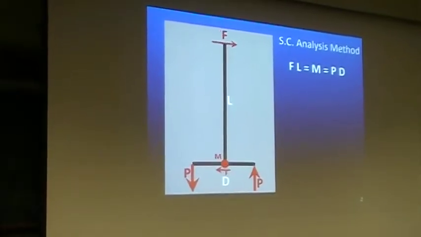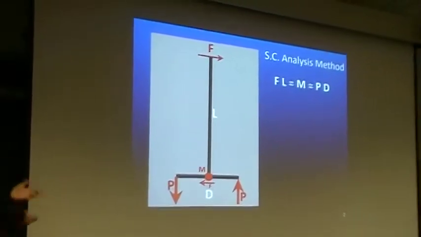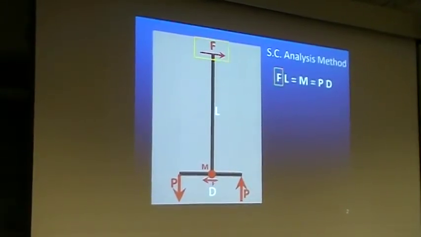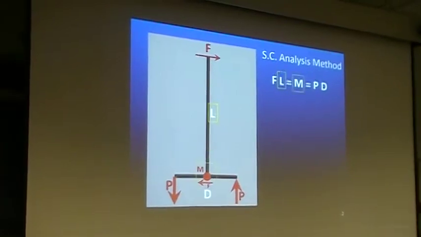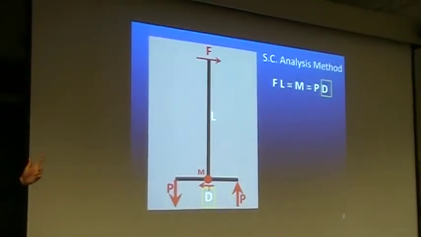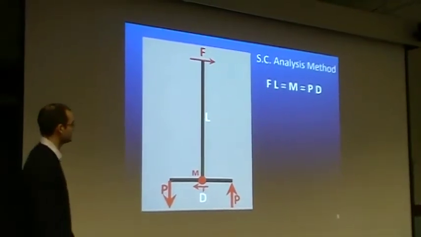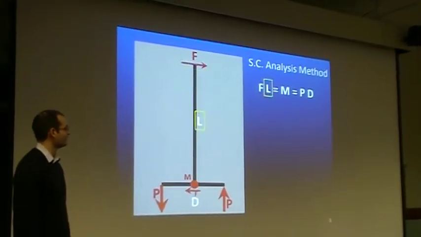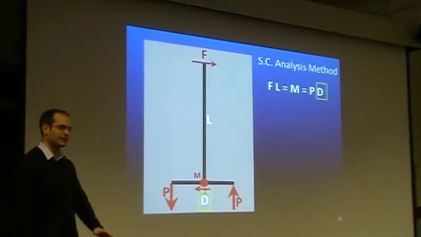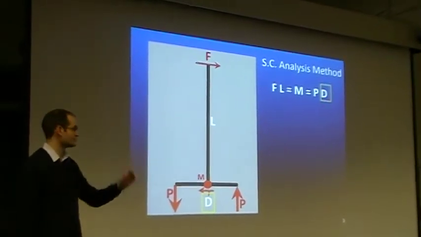Force times length equals a moment, which happens to equal the pushies and pulleys times the distance d. Force times the length equals moment, which also happens to equal pushies and pulleys times the d's. I'm just going to belabor it. If you have that relationship down, it'll scale through all building structures.